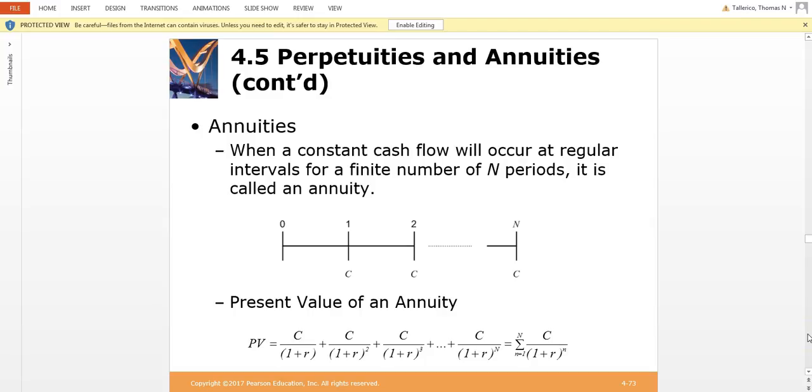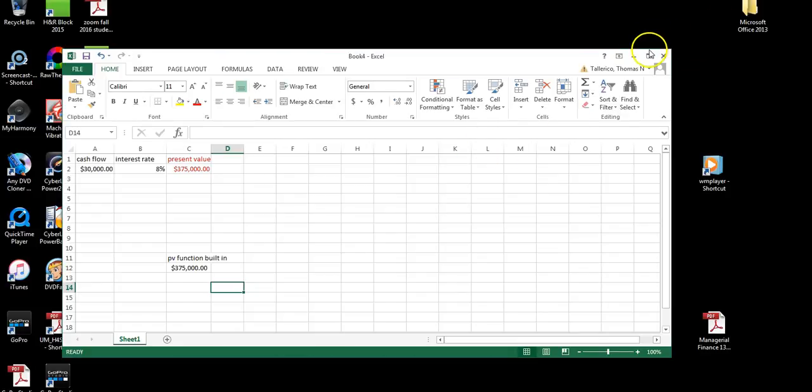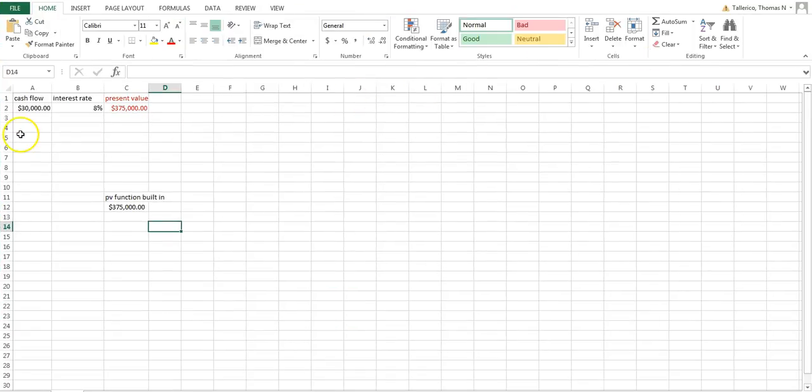Excel, from what I understand, doesn't have a built-in function. So if we go here and look at Excel, all I did was take the $30,000 cash flow and the 8% interest rate, and if you look at the equation I created, it's very basic. It's A2 divided by B2, and that gives us our $375,000 present value.